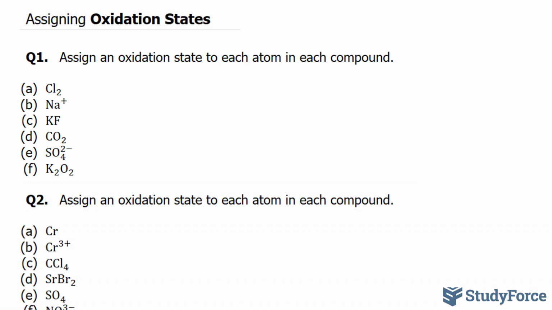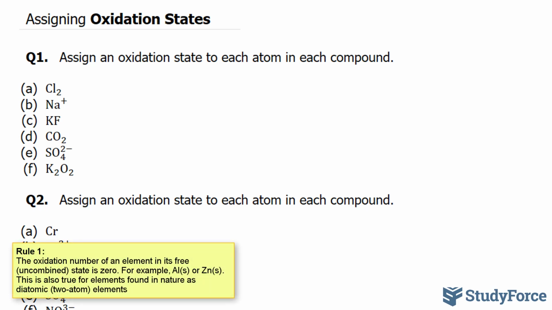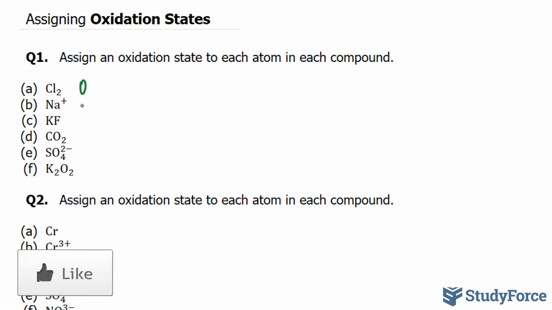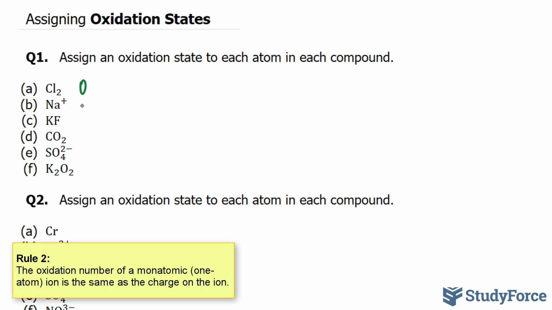We have Cl2, chlorine gas. Cl2 is a diatomic molecule made up of two chlorine atoms bonded together. And because of that, the oxidation state of both chlorine atoms is 0. Therefore, the oxidation state here is equal to 0. Next we have the sodium ion. Since sodium is a monatomic ion, the oxidation state of sodium will be 1+.